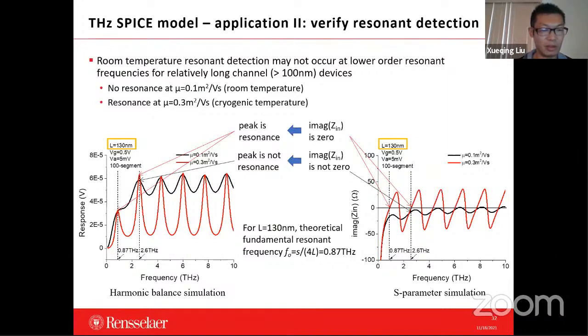The left figure is the response as a function of frequency. So we can see that at different mobilities, the response shows peaks at different frequencies. But how could we tell if there is resonance at each peak? The right figure shows the imaginary part of the input impedance as a function of the frequency. So by checking that, we could see that when the imaginary part of Zin is zero, the peak is resonance. When the imaginary part of Zin is not zero, the peak is not resonance.